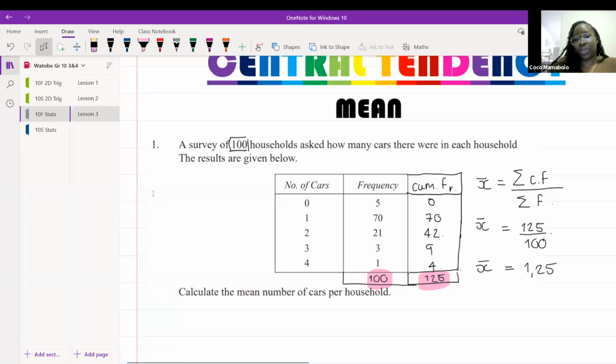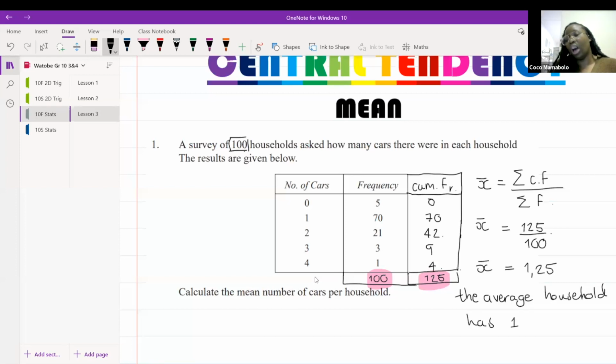I know that we're going to talk about this because Isabel said, ma'am, but you can't have 1.25 cars. So we can round down and say the average household has 1 car. Thank you, Isabel.